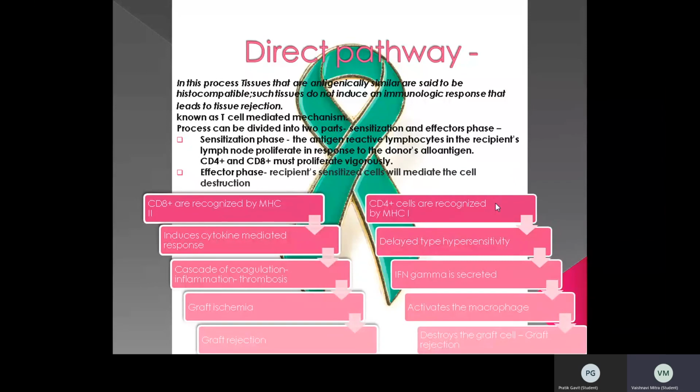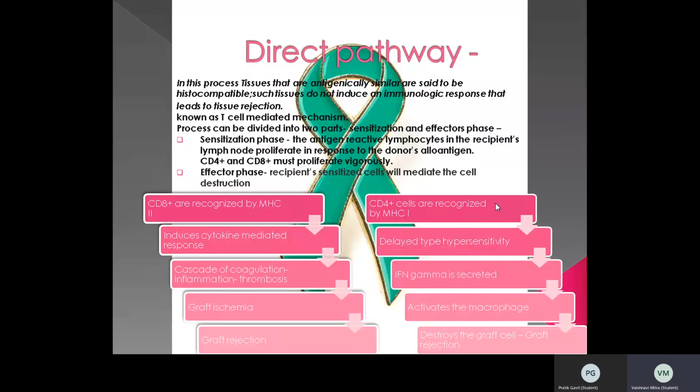Recognition of the alloantigen expressed on the cells of the graft induces vigorous T cell proliferation in the host. This will cause the secretion of IFN gamma, which is a soluble cytokine and which activates macrophages to destroy the graft cells. Now, in the effector phase, the recipient's sensitized cells will mediate the cell destruction.